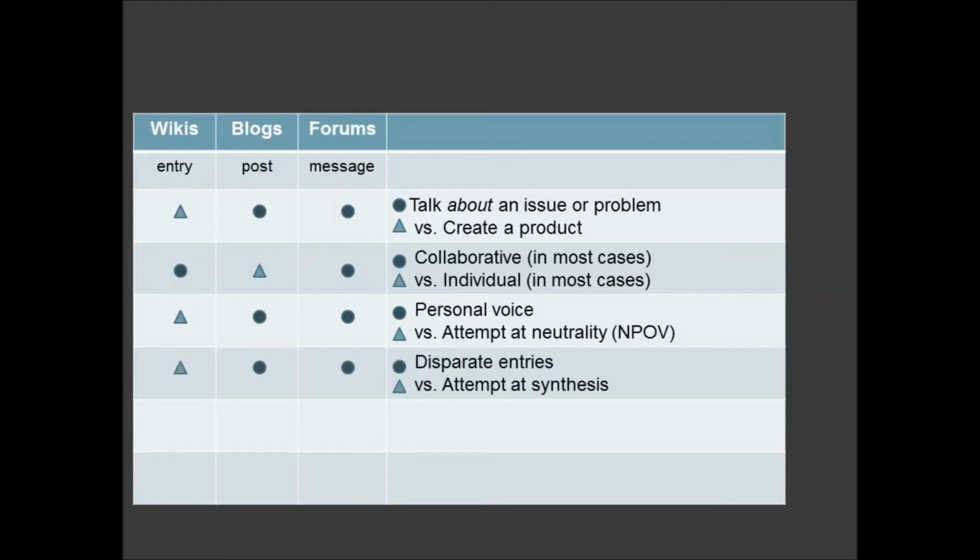In wikis, we see that there is an attempt at synthesis, whereas blogs and forums are characterized by separate posts or separate messages, in other words, by disparate entries. The discourse in both wikis and forums tends to be logical analytic, whereas the type of text we find in blogs is more personal and impressionistic.